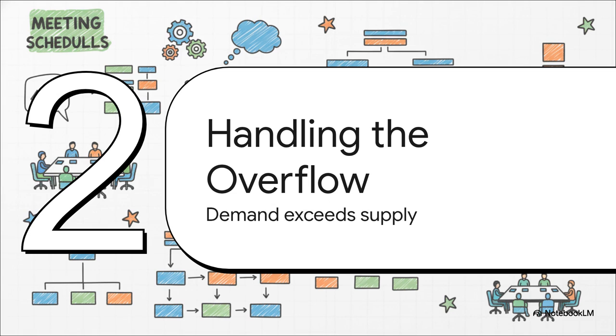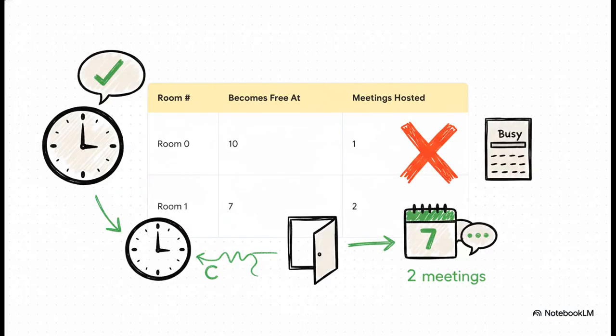Everything's been pretty straightforward. But now, this is where things get really interesting. What happens when a request comes in and all of our rooms are already booked? This is where the algorithm really has to show its smarts. Now we've got meeting C, which wants to start at time 5.